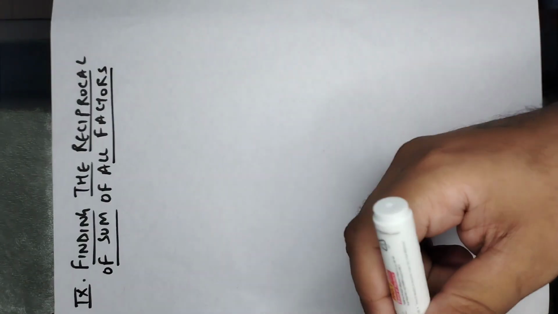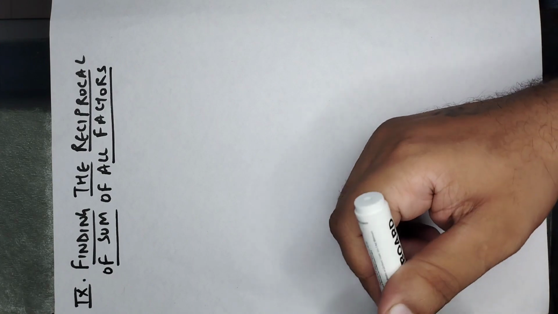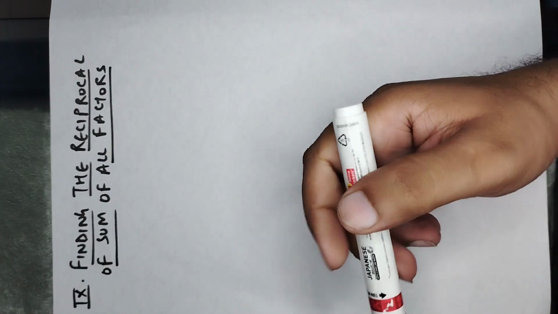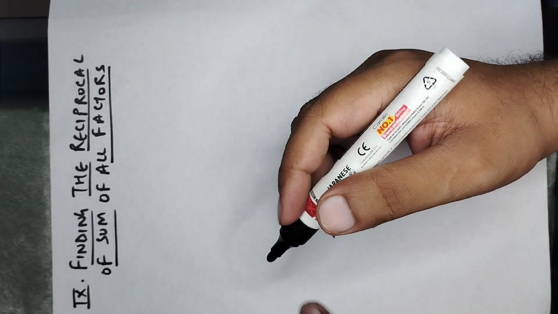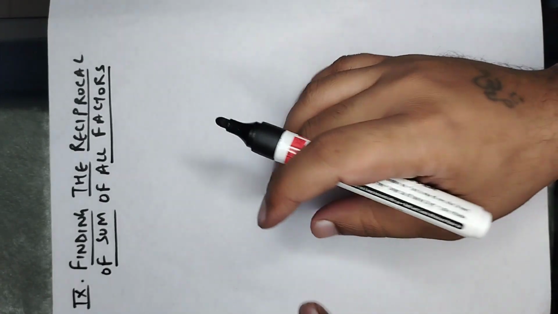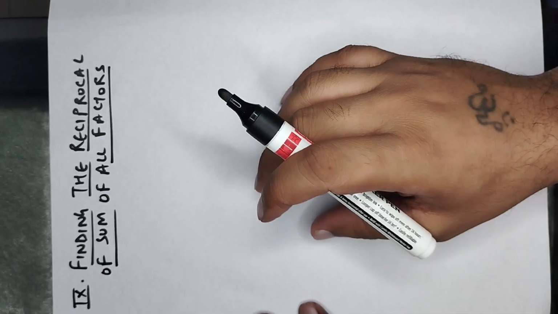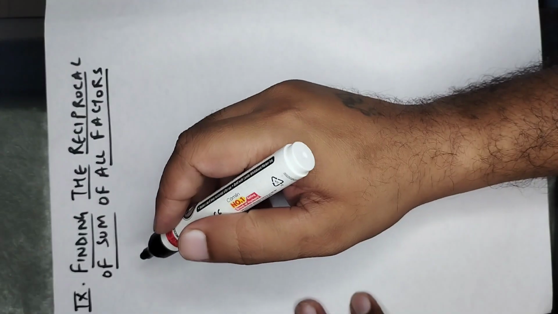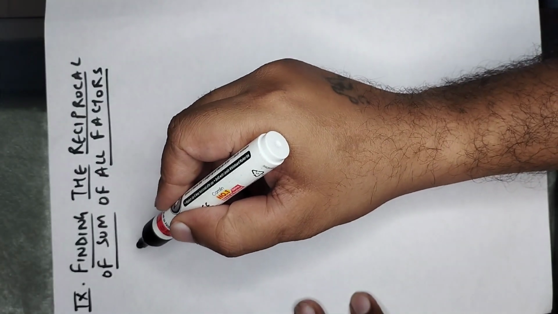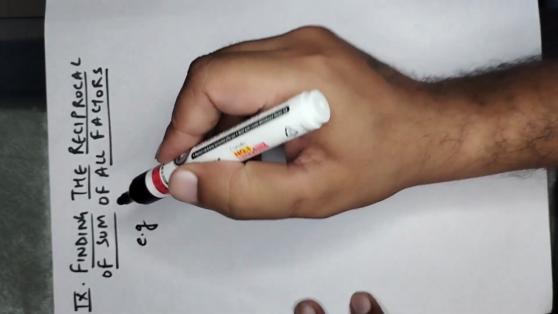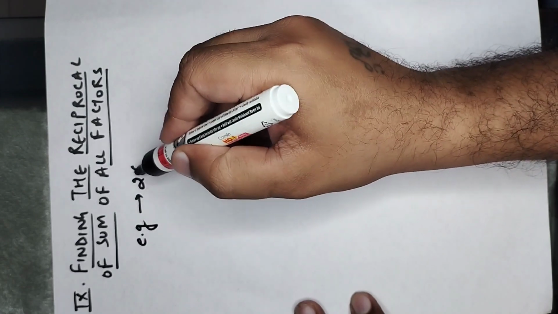Well, now another type is how to find the reciprocal of the sum of all factors. This can also be a possible type on which questions can be asked in the exam. So how do we solve such questions? Again I am taking a simple example, the case of the number 24.